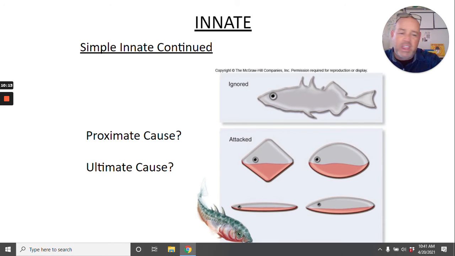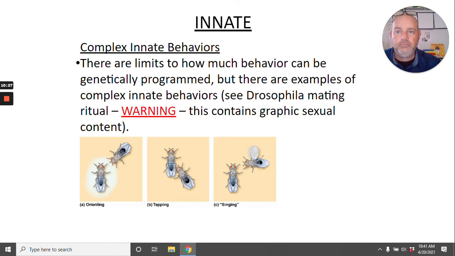So it wasn't the shape, it wasn't anything. It had to be the red on the bottom. And so that's just something that's innate in that stickleback. When they see red on the bottom of another organism, they're going to attack it. They're going to try and go after it.